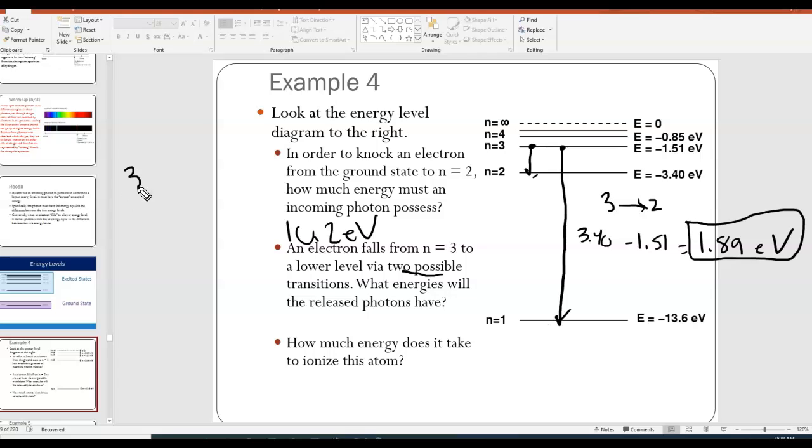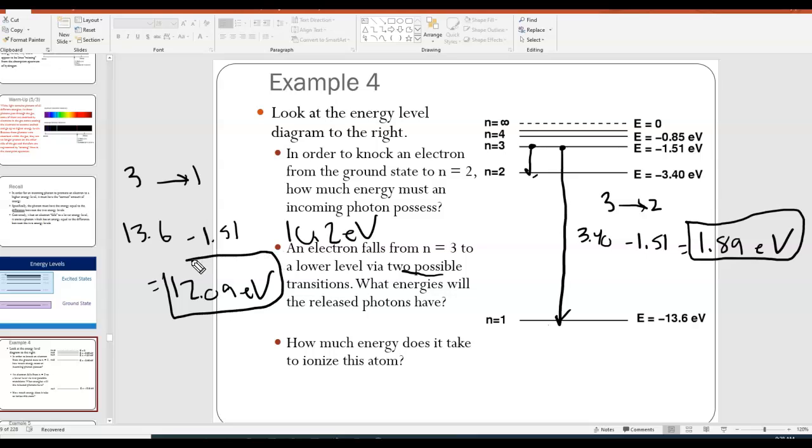Now, when it goes from 3 to 1, the photon that comes out is going to have an energy equal to 13.6 minus 1.51, which is equal to, I'm just going to type this into my calculator, 12.09 electron volts. Again, pay attention to the units, because if you have to take this energy and do a calculation with it to find a wavelength or something, you do need to convert the energy to joules, because those equations only work if the energy is in joules. Okay, so these two are the answers for this question right here.